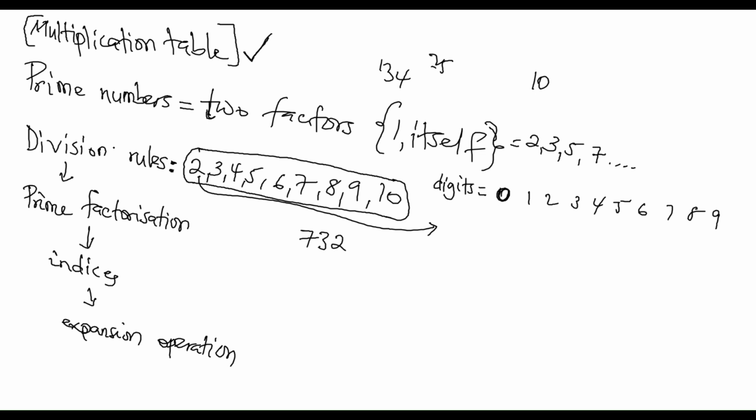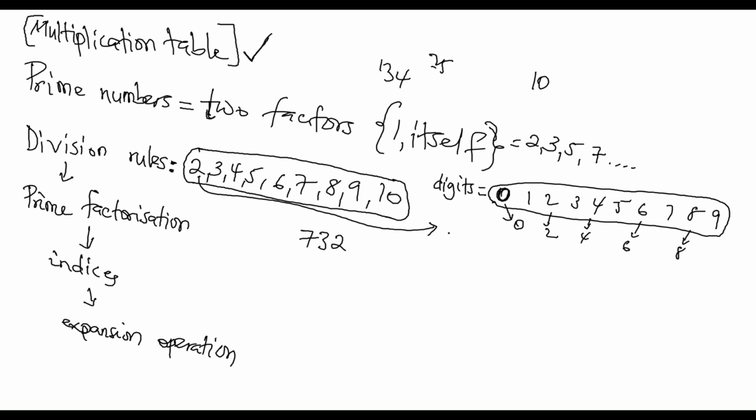Yeah, these are the 10 digits that you have. So we have even digits and odd digits. The even digits include 0, 2, 4, 6, and 8. These are the even digits. The rest are odd digits.